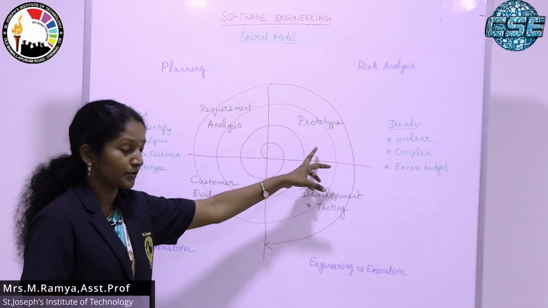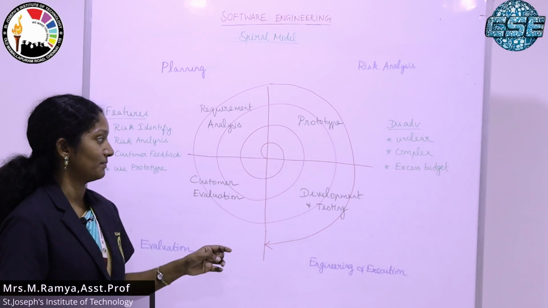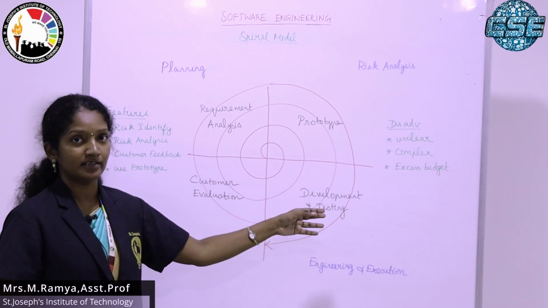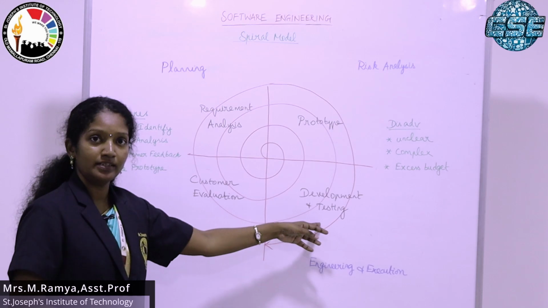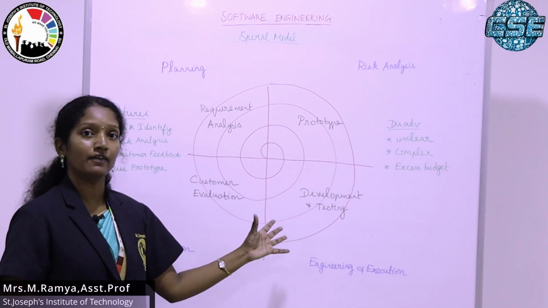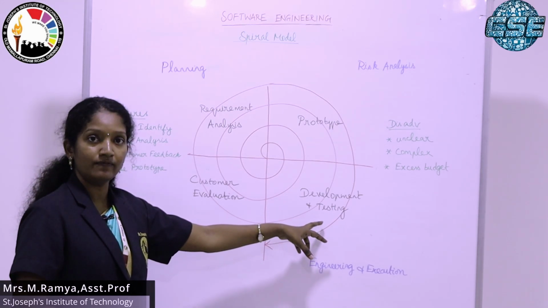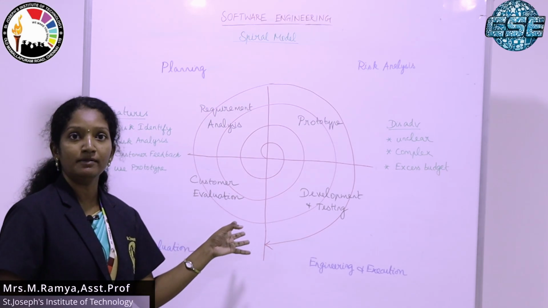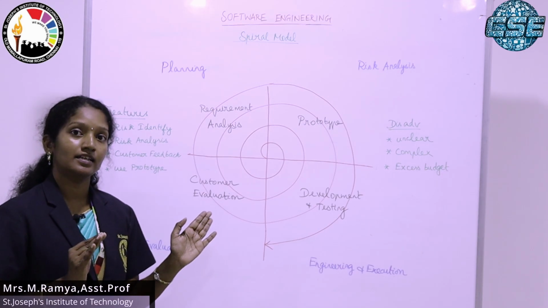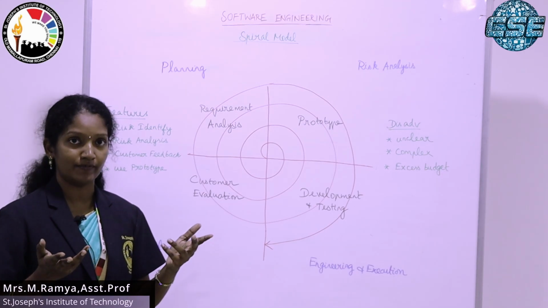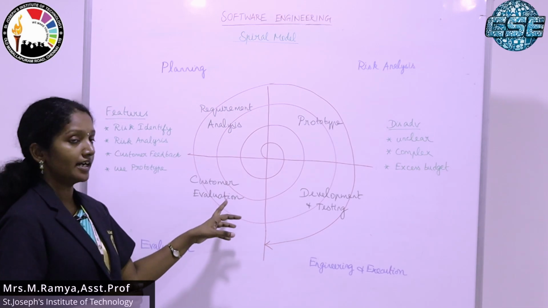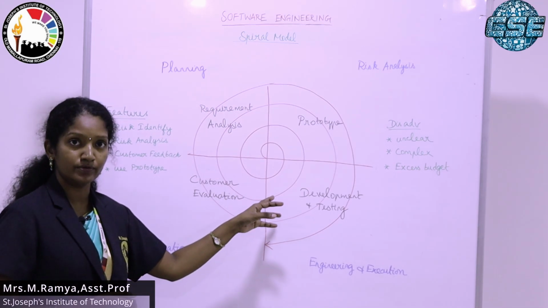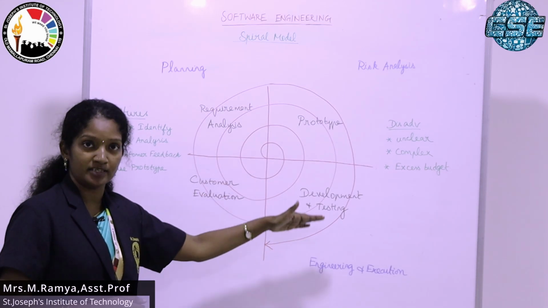After creating the prototype, we do the development. Development means here we are doing the coding, and after that we are doing the testing, to check whether what you have created is working or not. After the testing, the evaluation is done by the customer, to see whether the customer is satisfied with the product you have created. If the customer is not satisfied, we are going to repeat all the 4 steps again.